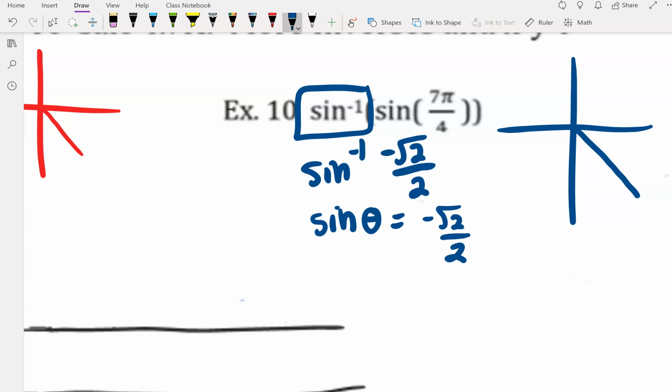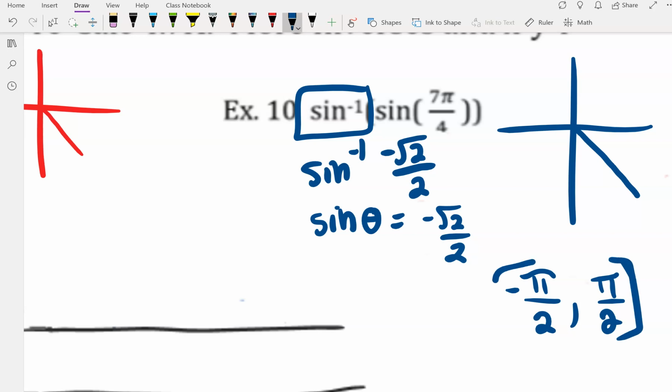But remember, when we're taking inverses of sine, we need to be in quadrant 1 or quadrant 4. We need to be between negative pi over 2 and positive pi over 2 is how we need to write our answers. All right, so we're going to be in the fourth quadrant since it's negative, so our answer is going to be negative pi over 4.